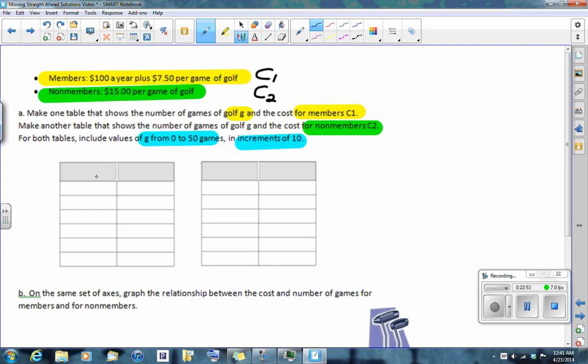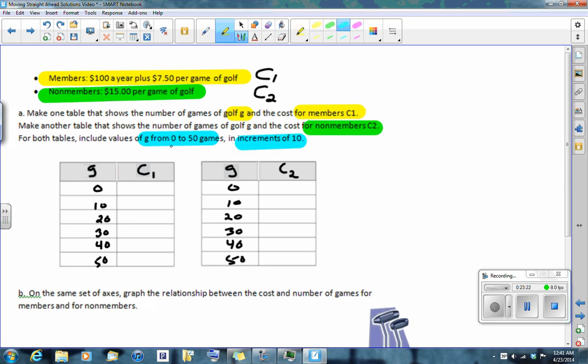So we're going to do games that they play, and this will be the cost for the members. This will be cost for non-members. They told us to do 0 to 50 in increments of 10. So we'll do that. The members, and then this is just to kind of keep things straight.